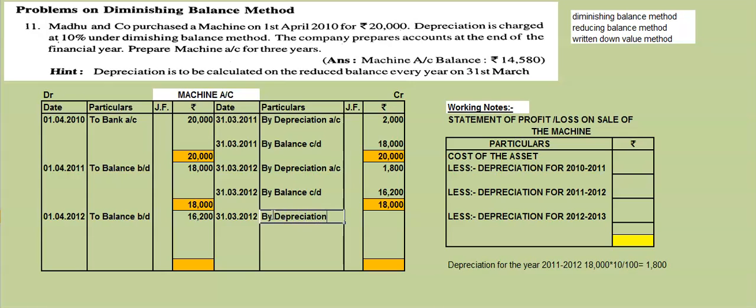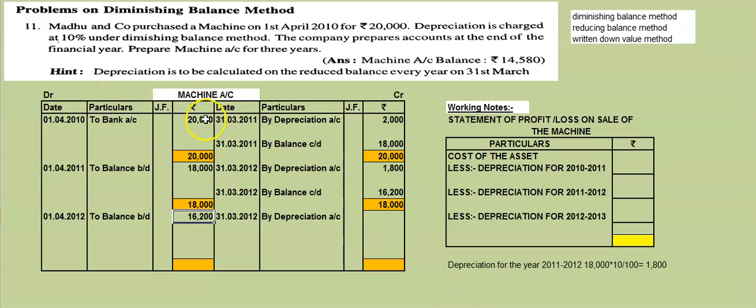By depreciation count. Now, how much do you have to take depreciation here? That is the question. What do you have to do now? Our balance is how much? 16,200. That is the value of the asset at the beginning of the third year. This is first year, second year, third year. What is the value of the asset at the beginning of the third year? 16,200. On what value now do you have to take depreciation?